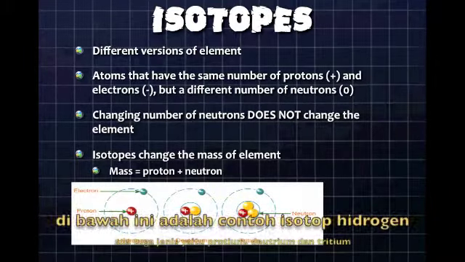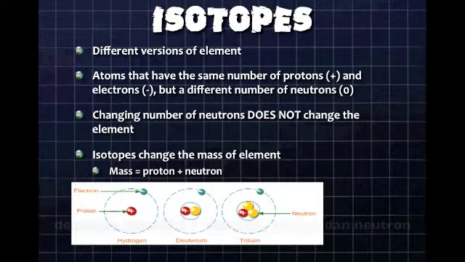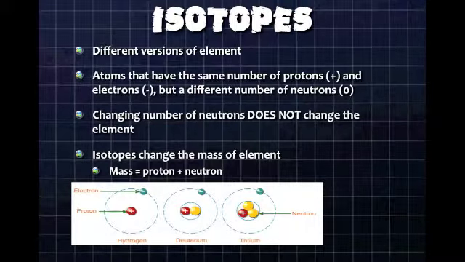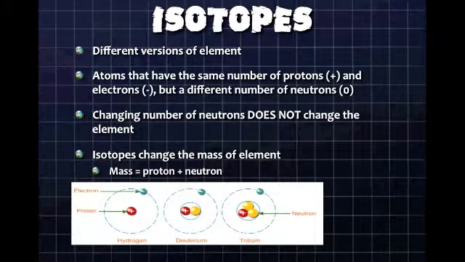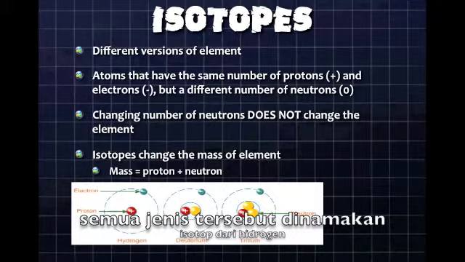I have an example here of isotopes of hydrogen. There are 3 types of hydrogen. The first one is hydrogen with 1 proton and 1 electron. The second type is deuterium with 1 proton, 1 electron, and 1 neutron. The third one is tritium with 1 proton, 1 electron, and 2 neutrons. So there are 3 types of hydrogen. The 3 types have the same number of electrons and the same number of protons, but the number of neutrons is different, and they are called the isotopes of hydrogen.